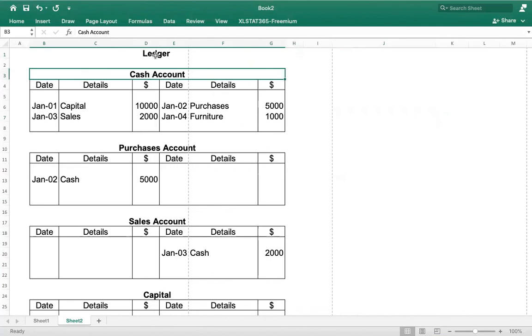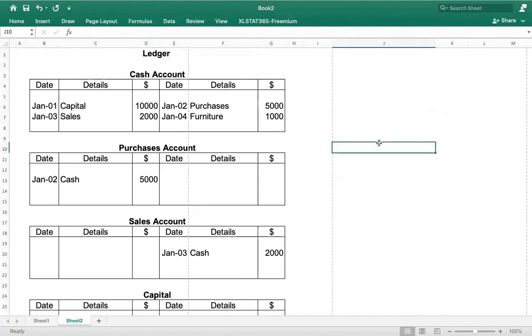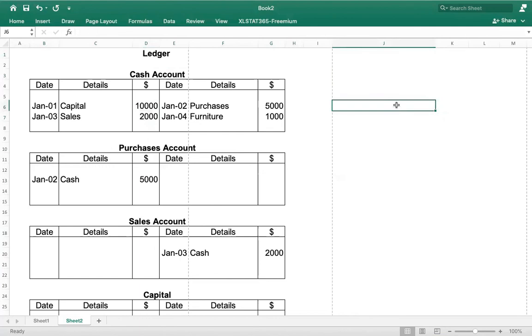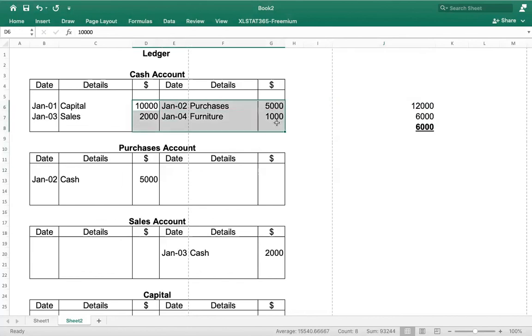You want to know how much cash is available, right? So in the ledger, go to the cash account and compare both sides. Debit side, what is the total? The total is 12,000. Credit side, what is the total? 6,000. Now do the difference, 12 minus 6. So 6,000 is the balance. You don't need to count the money. You just compare both sides.